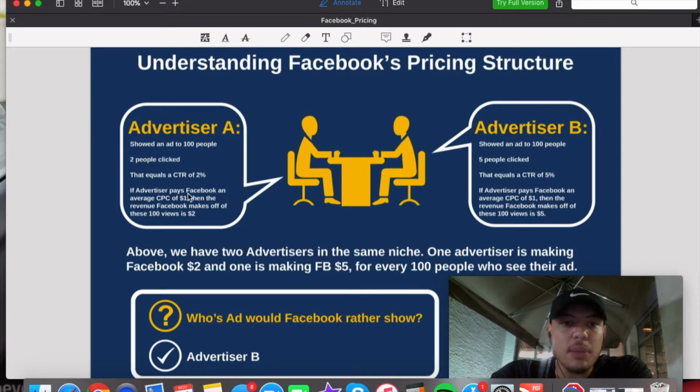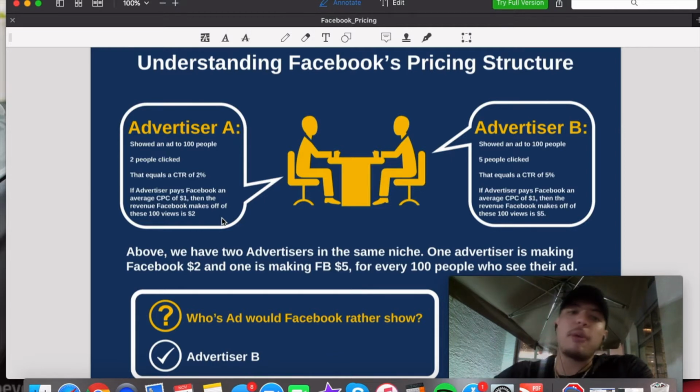So if the advertiser pays Facebook an average of $1 cost per click, then the revenue that Facebook made off those 100 views is $2. Okay, so now let's compare that to advertiser B, with the same 100 people, 5 people clicked on that ad, which equals a 5% click-through rate. So if we keep it consistent with, let's say, $1 per click, that means Facebook made $5 instead of $2.